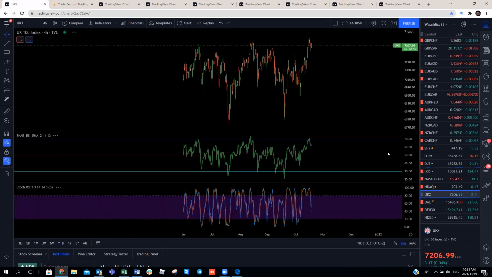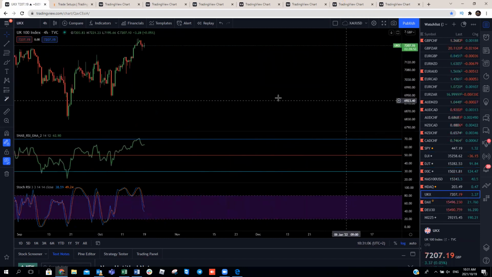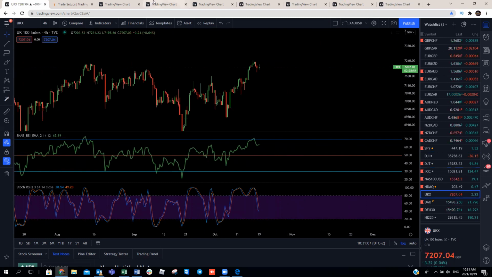UK 100 showing us continuation to the upside at current levels. We have broken above this level that we expected after these 3 waves. We're now consolidating here on the 4-hour, not necessarily a setup because this is not reset. 1 hour will show you a setup, but we don't really like 1 hour setups at this stage, but this is just showing us that we are still going to see more upside at these levels.